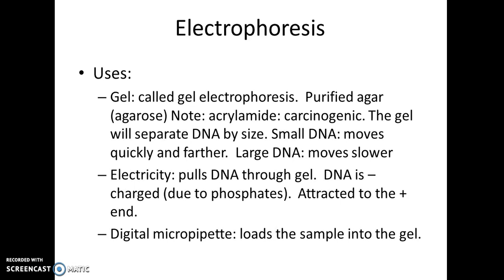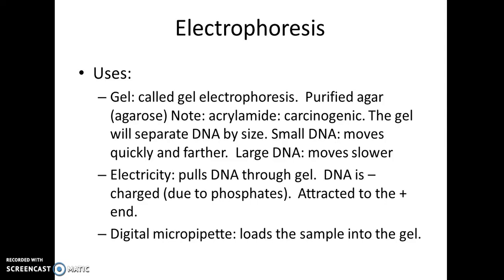Well, we use a gel in gel electrophoresis, which is purified agar or agarose. We used to use acrylamide, but that's carcinogenic. So now we use agarose, which is purified from algae. The gel will separate the DNA by size. The small DNA can move through the gel a lot faster than large DNA, which moves slower. Now, electricity pulls the DNA through the gel because we know that DNA has a negative charge because of the phosphates. Therefore, DNA will be attracted to the positive pole of gel electrophoresis.